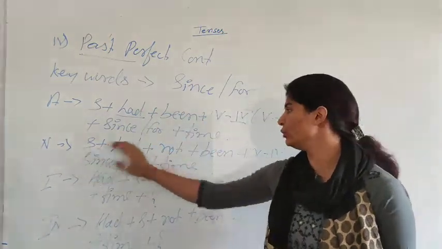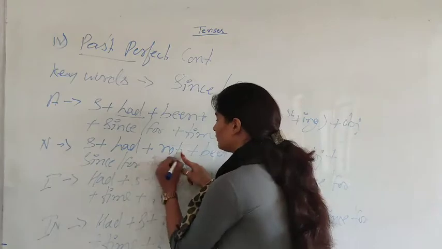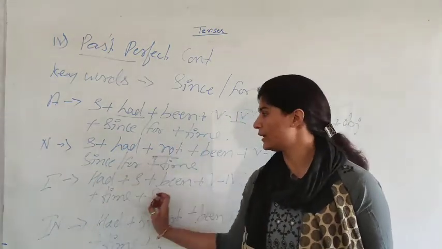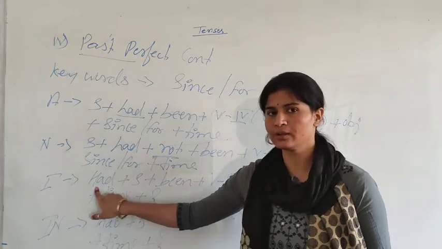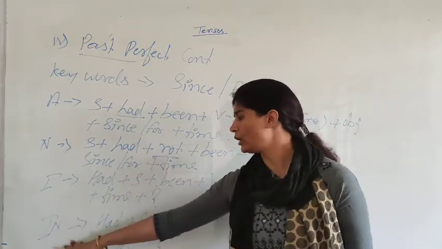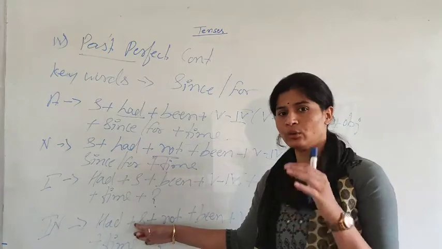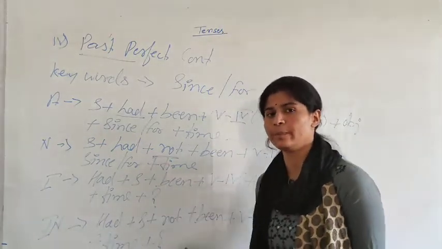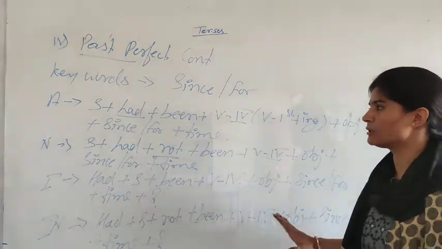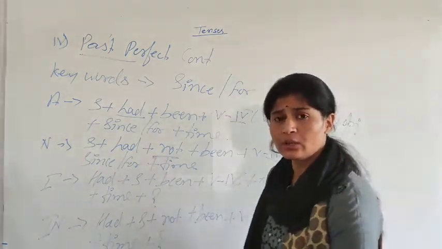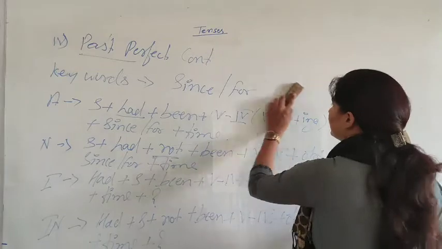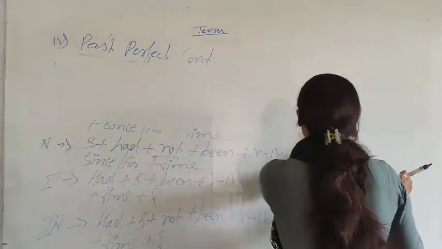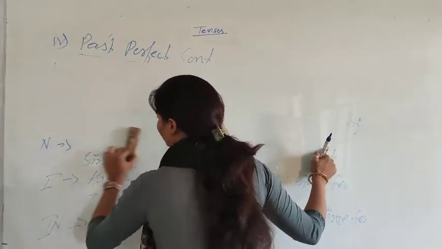Negative, all you have to do is put the not in the negative sentence. In the interrogative sentence you have to put the helping verb first before the subject. Interrogative negative is before the subject you have to put the helping verb, and after the subject you have to put the not. So this is your past perfect continuous. Now see the use of since, for, which I guess we have already seen in the present perfect continuous, the use of since, for.